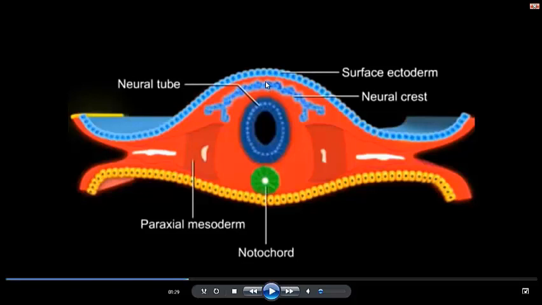Like I said, they can either go dorsally towards the ectoderm, so up here, or they can go ventrally down here towards the mesoderm, or they can detach from the cranial portion of the neural plate and end up giving the craniofacial skeleton.